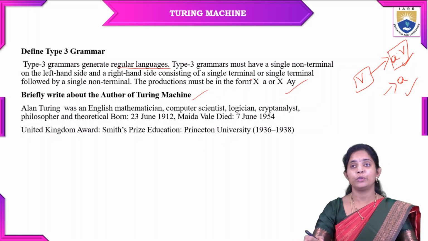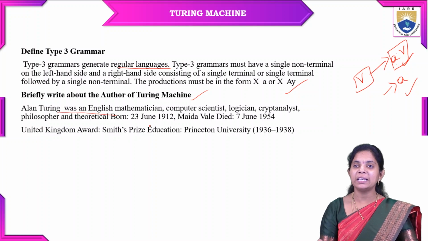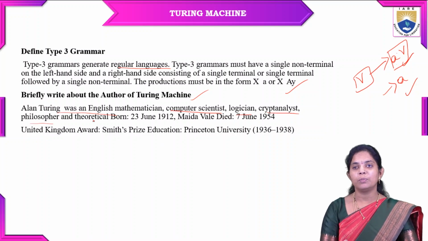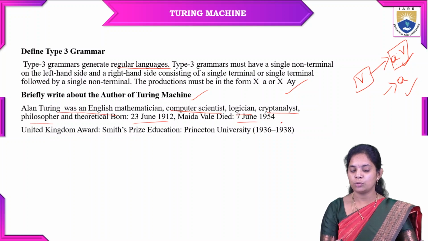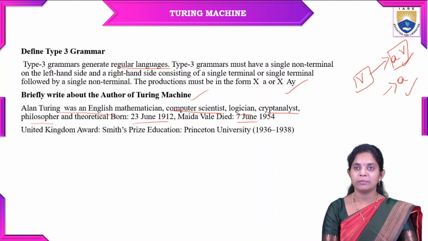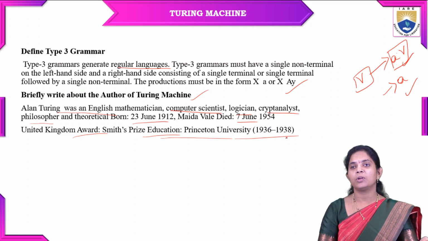And briefly write about the author of the Turing machine. The Turing machine author is Alan Turing, an English mathematician, computer scientist, logician, cryptanalyst, philosopher and theoretical biologist. He was born on 23 June 1912 and died on 7th June 1954. His award is a United Kingdom award, the Smith's Prize, and his education was at Princeton University. So these are the details about Alan Turing.